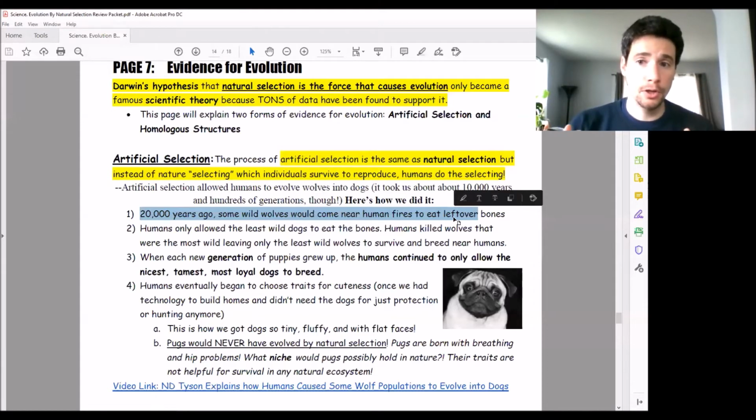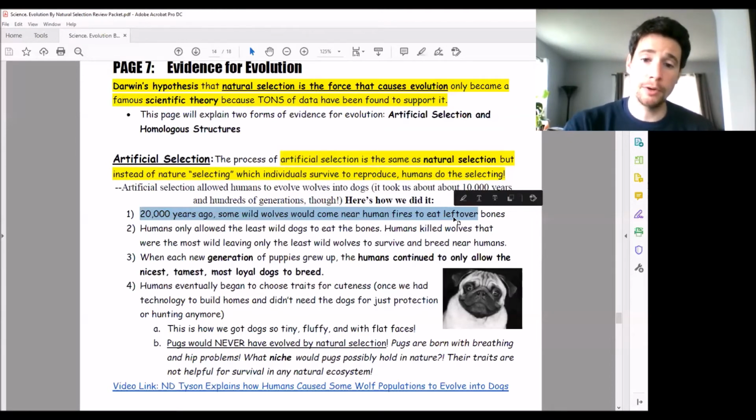This became such a common thing that eventually humans had dogs actually in their camps, and they continued this process of killing the nasty wolves and allowing only the nice ones to survive. And eventually, once we started to have more civilizations, we could choose dogs for traits like cuteness, or being fluffy, or being really smart, or to help shepherd sheep or something like that.